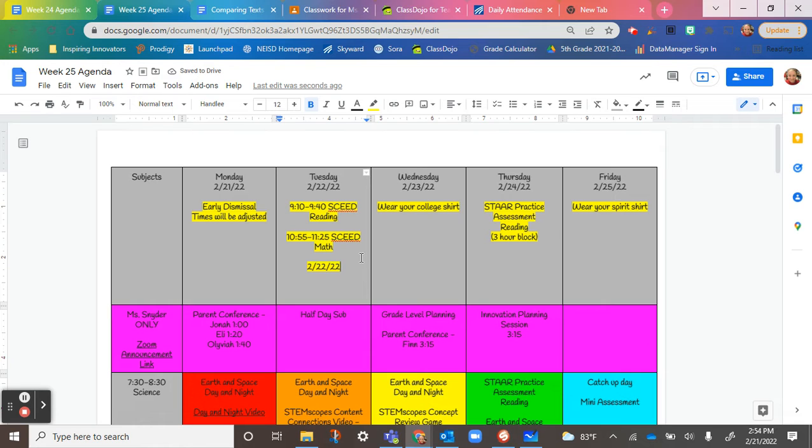So I sent a flyer in Class Dojo about wearing tutus, ties, bow ties. Girls, if you want to put your hair in pigtails, dress like a twin, anything like that, fun socks that match, whatever you can think of to celebrate 2-22-22. So we'll have fun with that tomorrow.